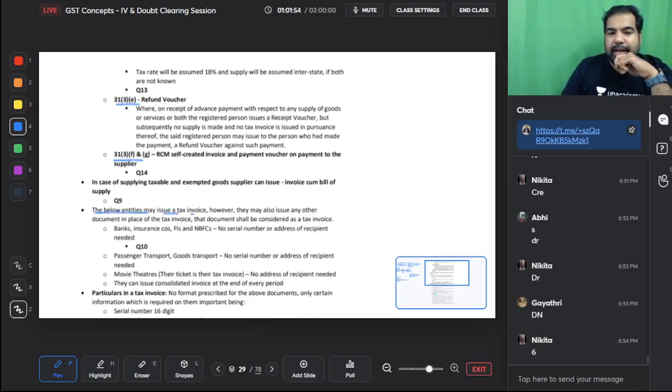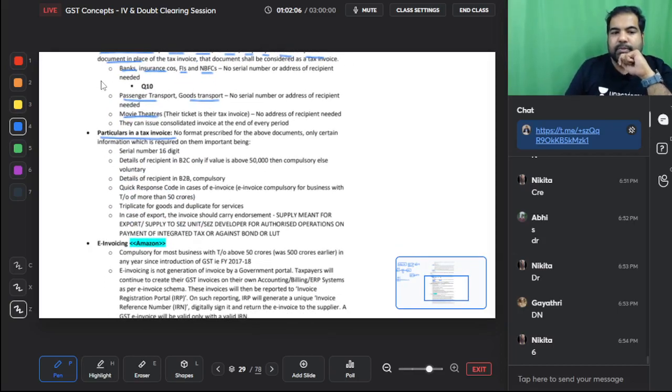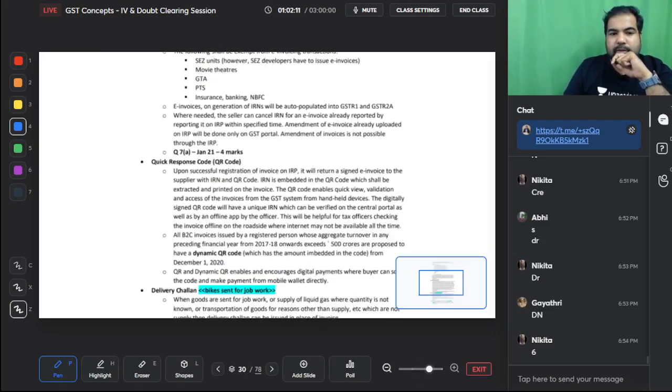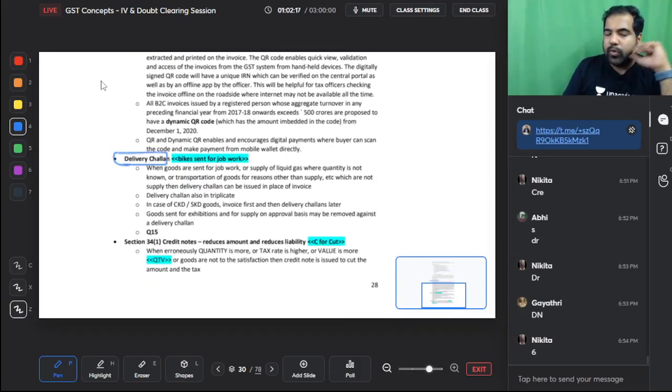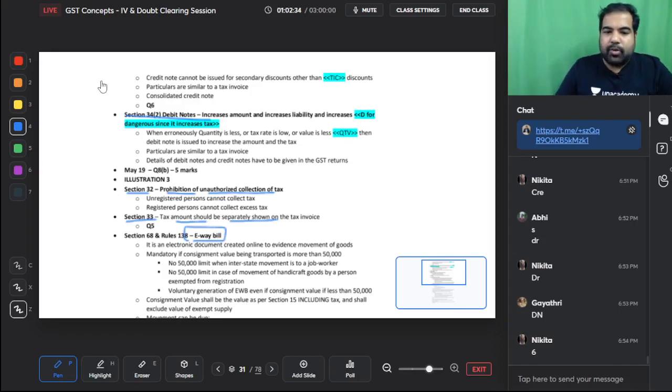The below people may issue a tax invoice, however they may also issue any other document: banks, insurance companies, FIs, NBFCs, passenger transport, goods transport, movie theatres. Particulars in the tax invoice. E-invoicing we will discuss separately, guys. Very important E-invoicing is. QR code and E-invoicing we will discuss separately. Delivery challan, when it's sent for job work, etc. There is delivery challan. 34.1 credit note. 34.2 is debit note. Unless you are authorized, you cannot collect tax. The amount has to be indicated separately. And now e-way bill. But before e-way bill, let's discuss e-invoice.